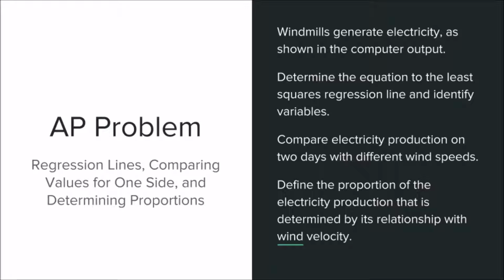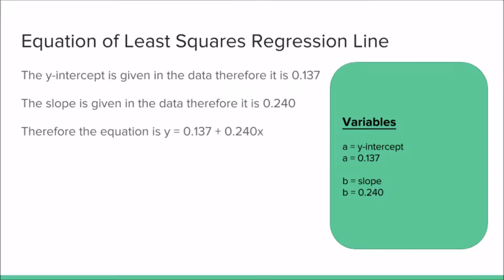For the AP problem, we also had to focus on the usage of regression lines to compare values on one side and determine the proportion of the variation. The problem was given with the data output from a computer that tracked both the wind speed on the day and the electricity generated by the windmill, with the task of determining the equation of the least squares regression line with its variables and comparing the electricity production on 2 separate days with different wind speeds. We also had to define the proportion of energy production that is determined by its relationship with wind velocity.